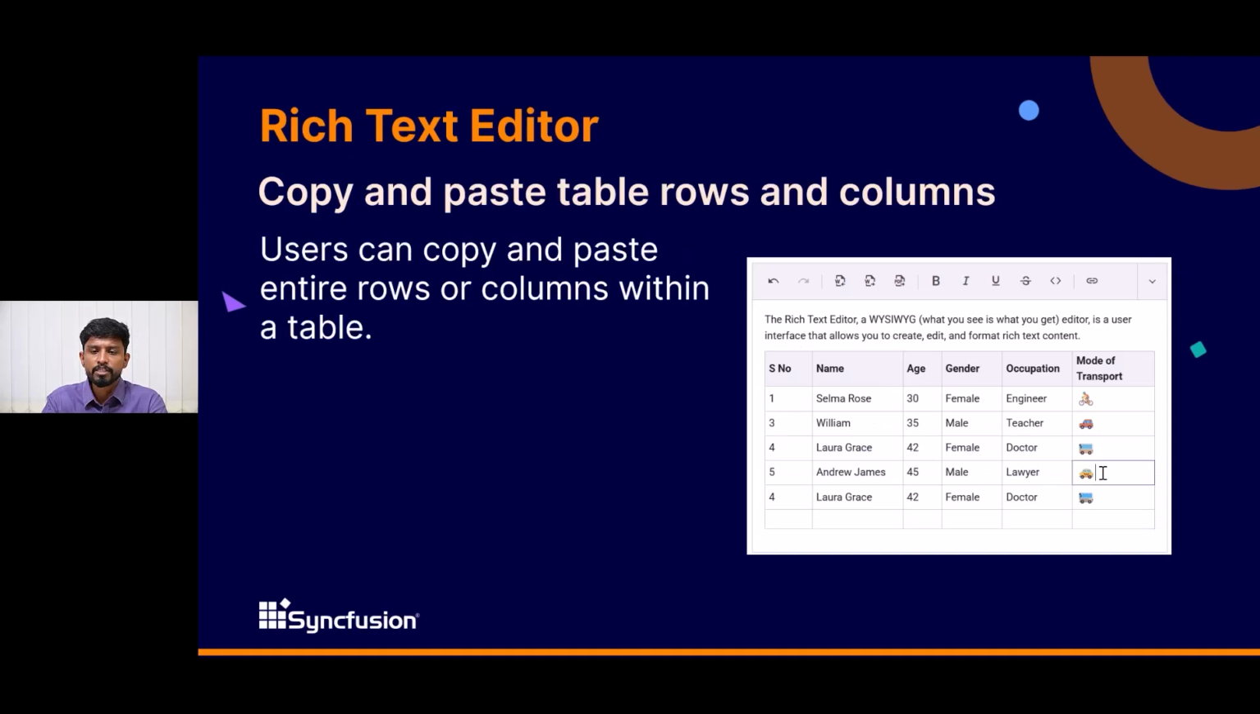Then we have the copy and paste table rows and columns. So users can now copy and paste entire rows or columns within a table. Data can be efficiently duplicated without the need to manually re-enter information. As you can see in the image, either the entire row or column or only specific cells can be copied and pasted.